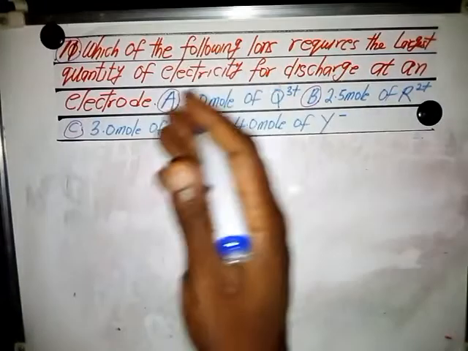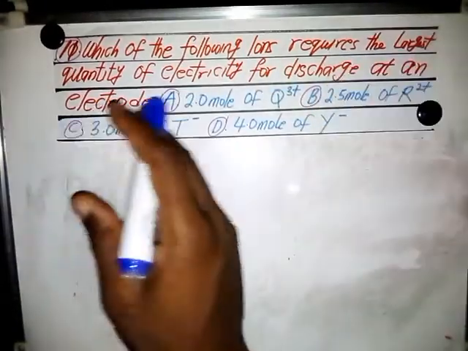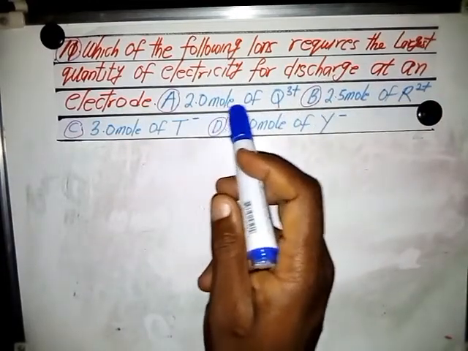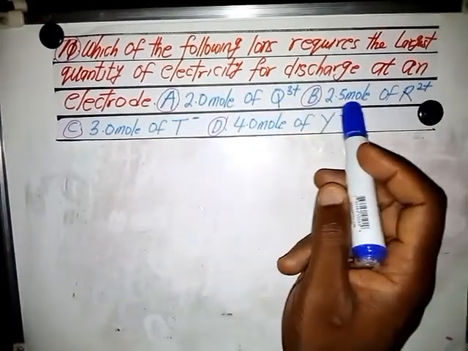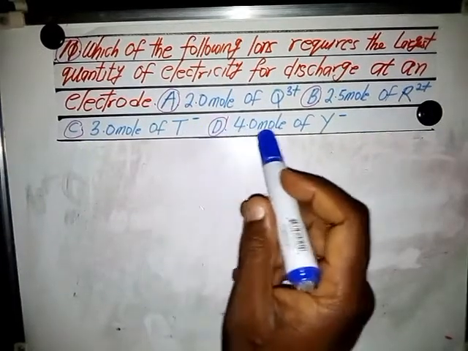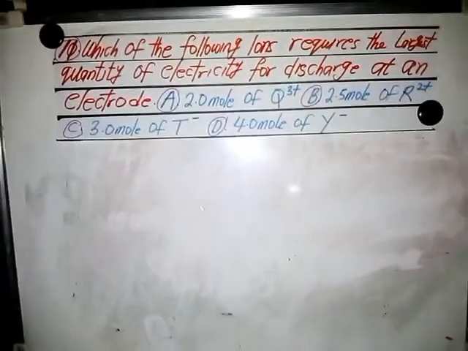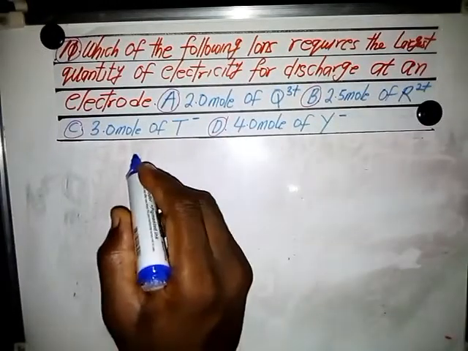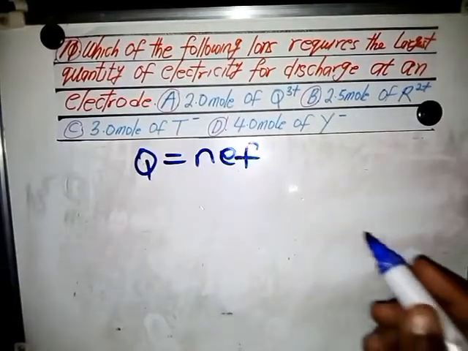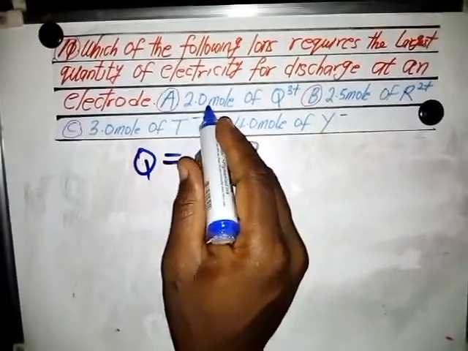Question: which of the following ions require the largest quantity of electricity for discharge at an electrode? A. 2 mole of Q3+, 2.5 mole of RO2+, 3.0 mole of T-, then 4.0 mole of Y-. Alright, we're just going to use this formula, Q equals NEF. Look at the first one.